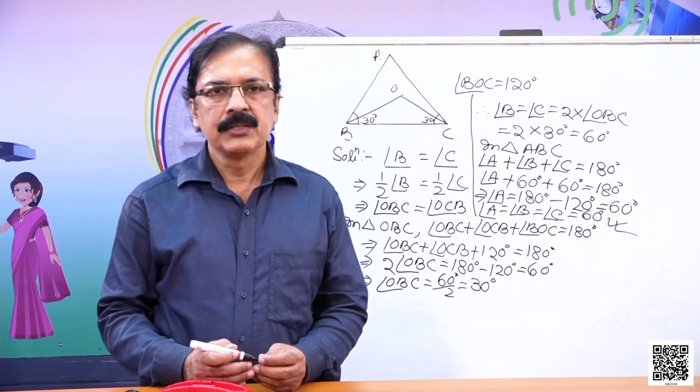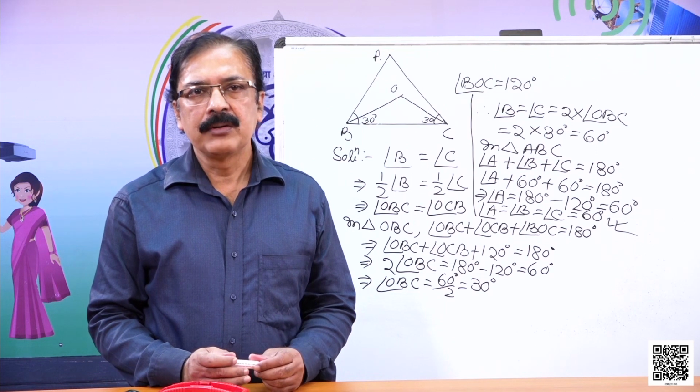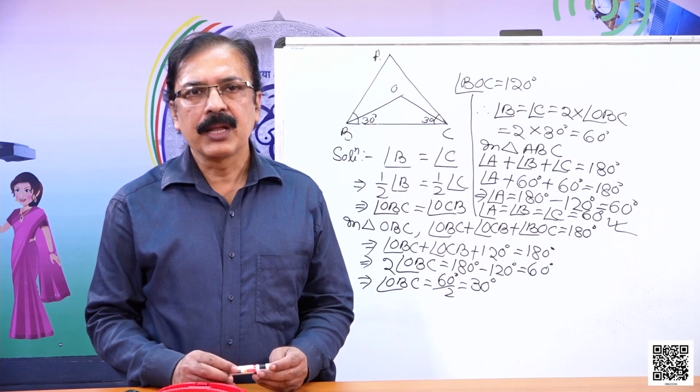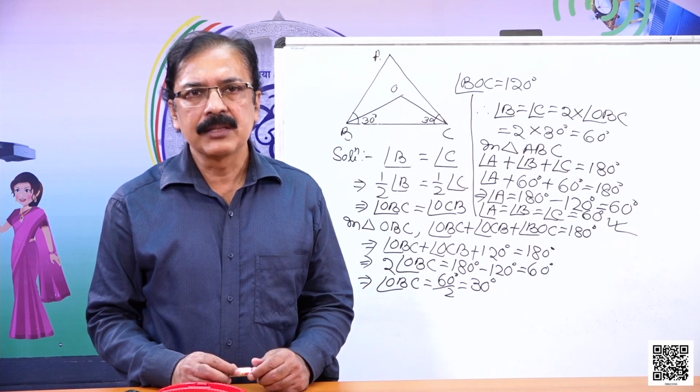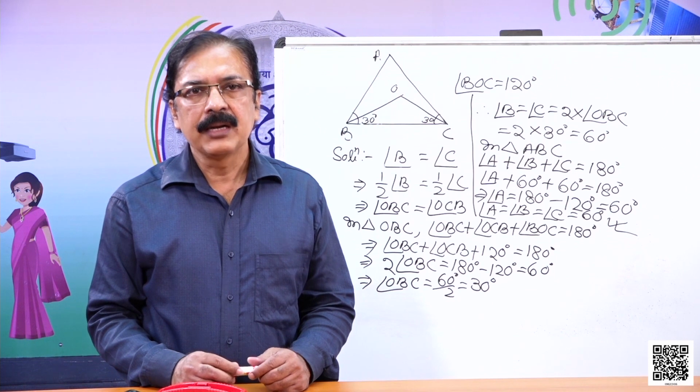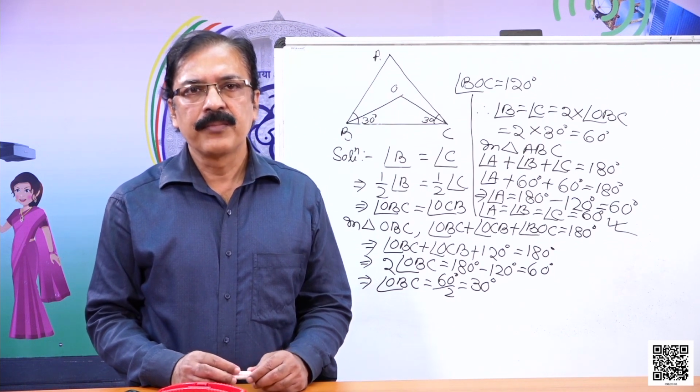Dear students, today we learn about the angle sum property of a triangle. That means the sum of the interior angles of a triangle is 180 degree. Basing on it, we solve some problems.